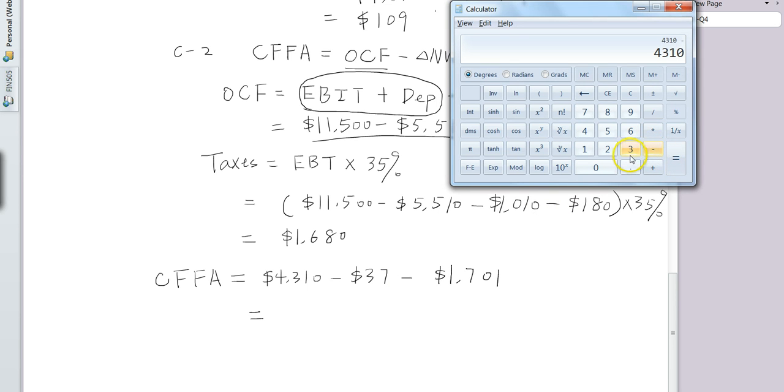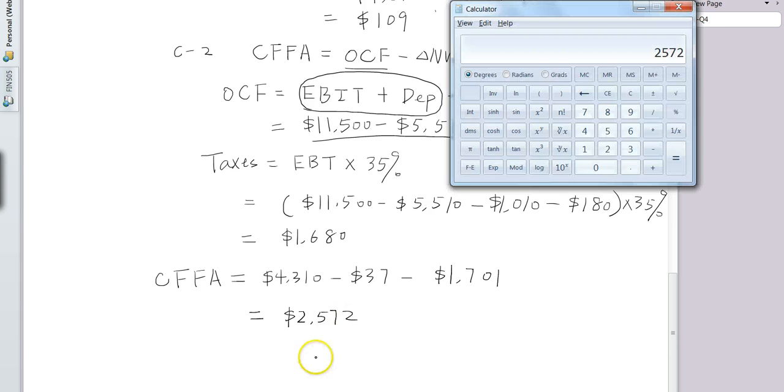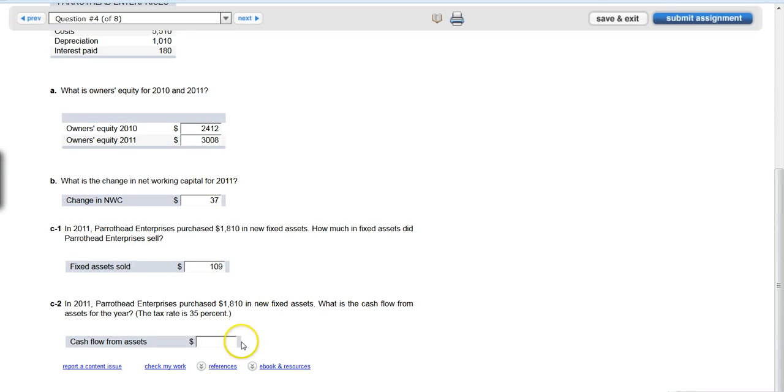So now plugging all these numbers into my calculator. I have that operating cash flow, so just continue that calculation. Minus 37, and then minus 1,701. That gives me 2,572. Okay, that's the number. So now get this number back. So it's 2,572.